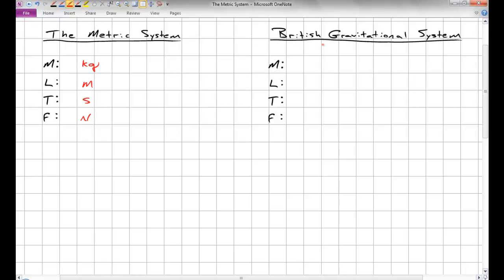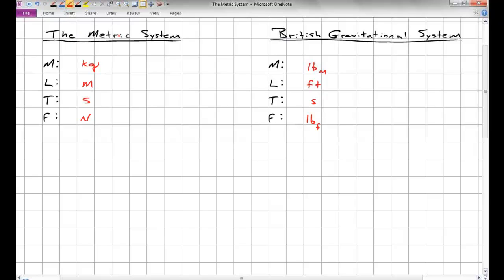In the British gravitational system, on the other hand, for the dimensions of mass, we'll see pound mass. For dimensions of length, we've got feet. Time, again, is seconds. And for the force, we've got pound force. And when you work with this system, it's really important to distinguish between pound mass and pound force.